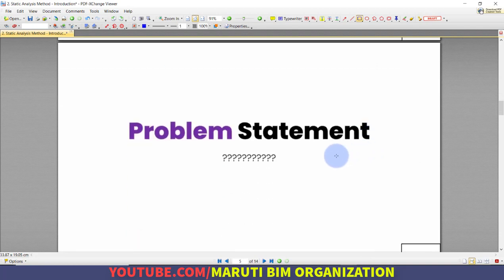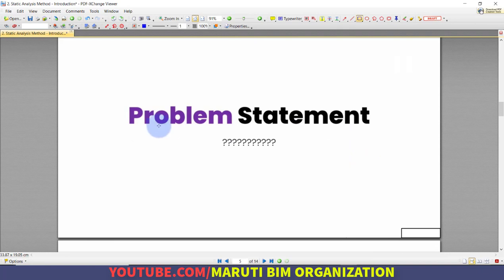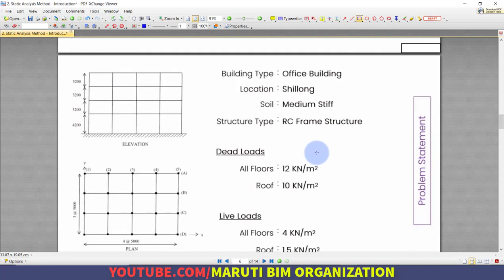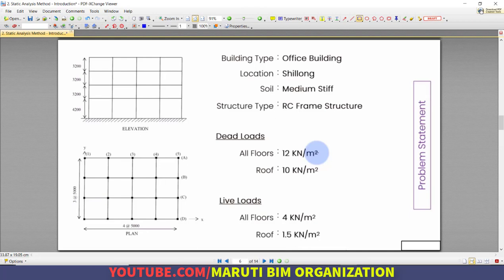Now, the problem statement. We will look at the problem statement first of all. This is the one problem statement that we are first going to discuss, and then after we will start the first method, that is static analysis method. So what we are going to do, we will cover this problem first of all.